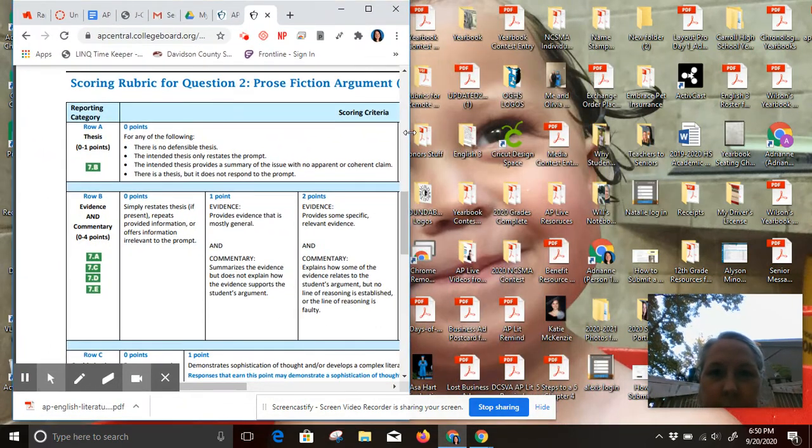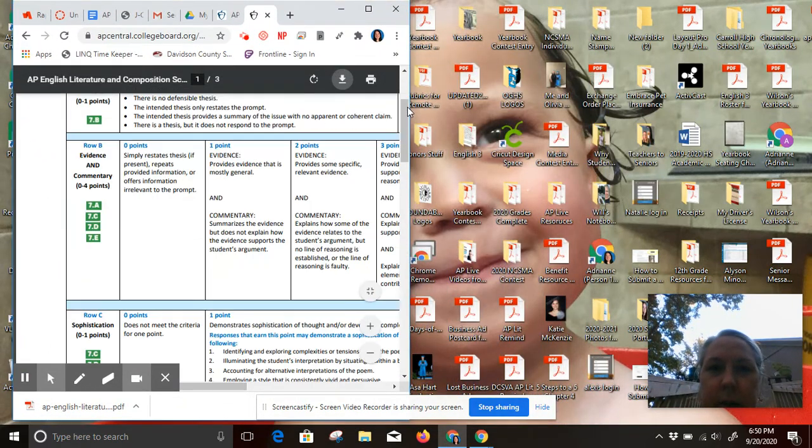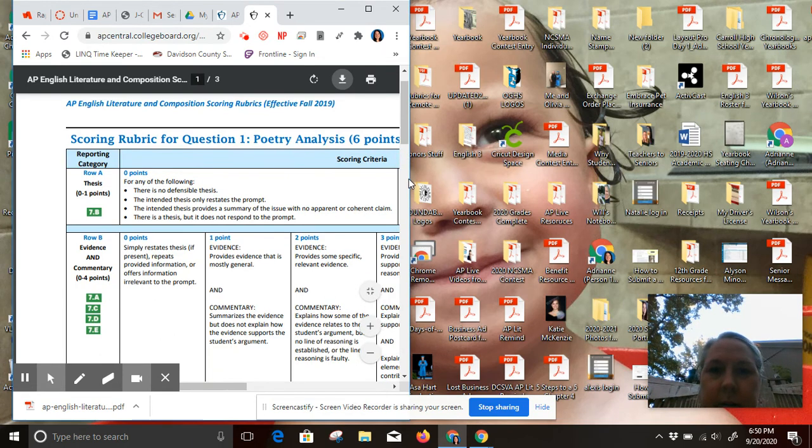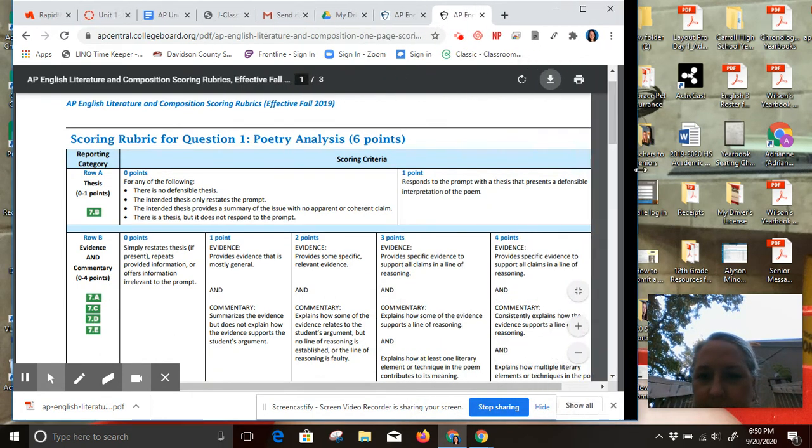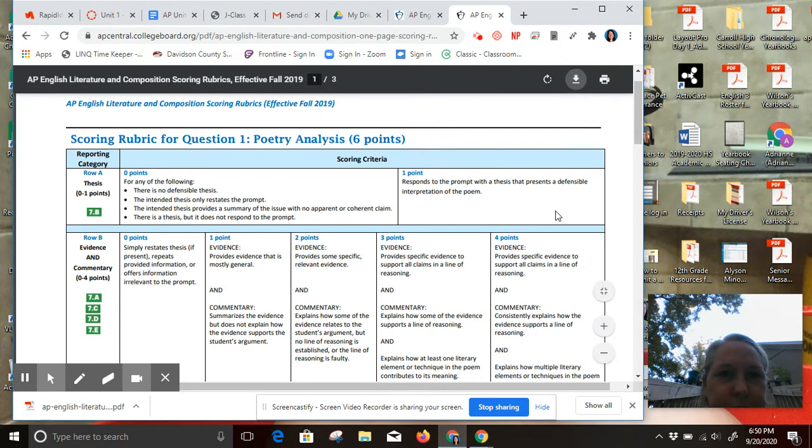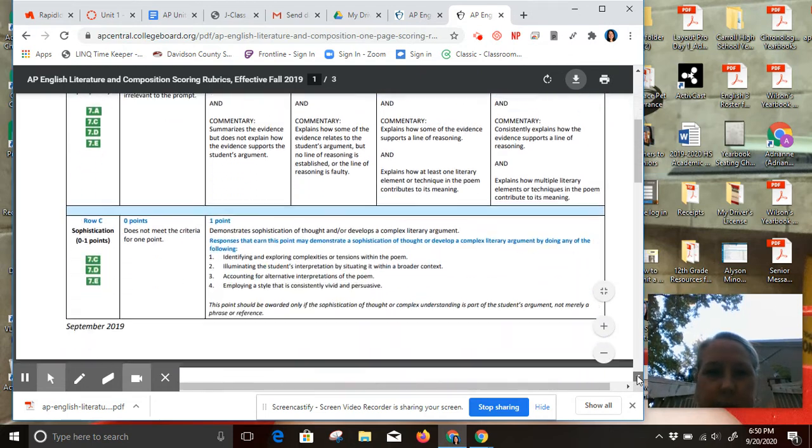I'm going to do this, guys. I promise. If you see my crowded desktop, that kind of explains my life. My life is a little crowded. Okay. And now I'm on poetry, so I got to scroll down. Yay, technology. Here we go.